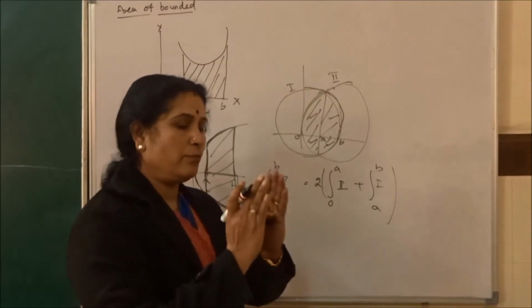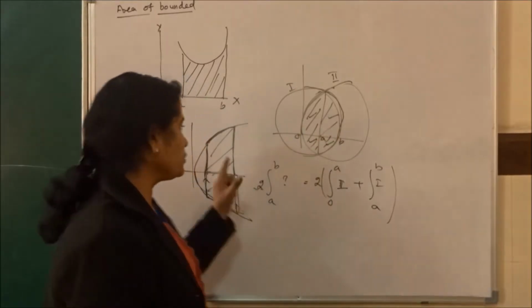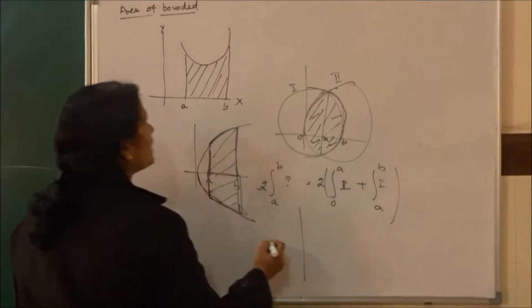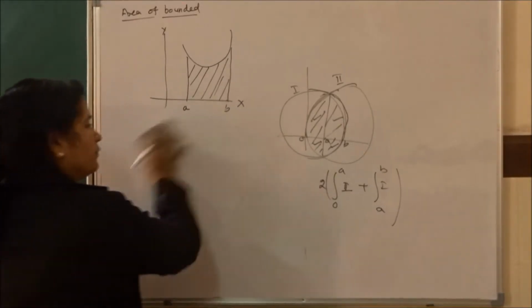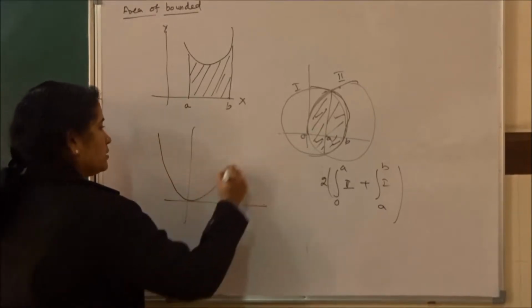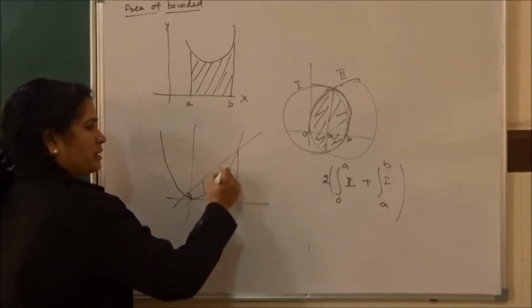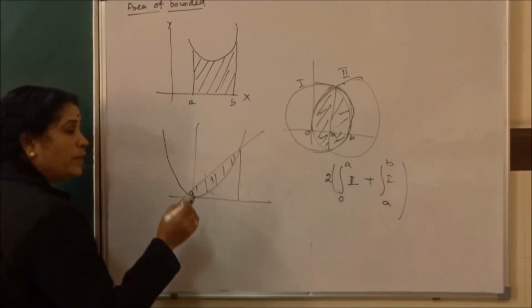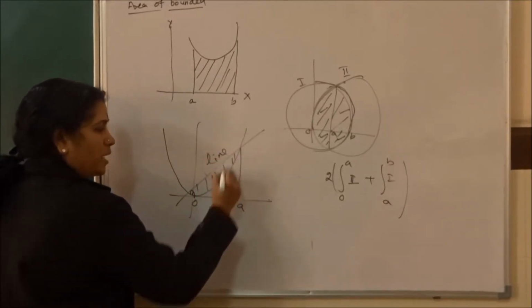If the bounded part is divided into 2 parts, then add them. If it is symmetric, then do it twice. Let me give one more example, then I will start the questions. Suppose the diagram is like this, just an example. If you need the area in between, always do upper minus lower. This is 0 and this is A. This is the equation of a line, and this is a parabola.